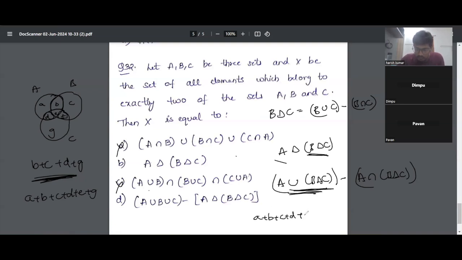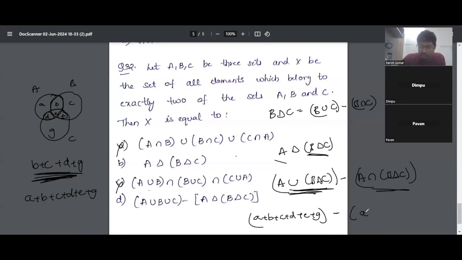Yes, sir. A intersection B delta C. What is the common part between B delta C? That is B plus C plus D plus G and A. What is the common part? B and D is the common. Other than that, there is no common part. So this is minus what?